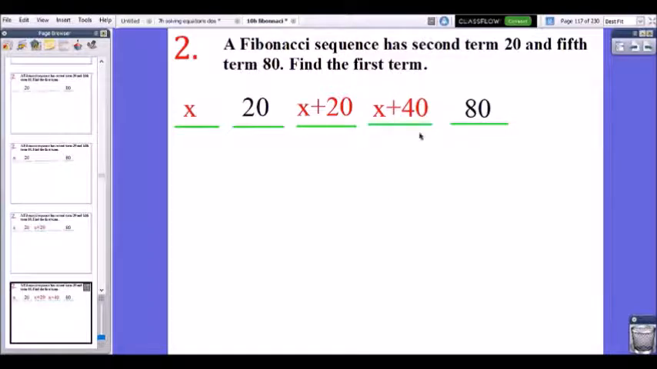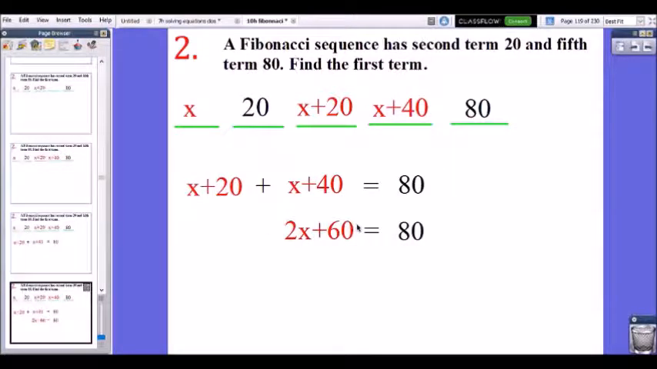Now I have enough information for me to solve for the value of x. I'm going to make an equation here. I know that my last term is 80 and we have expressions for these two. So what I can say is that my third term and my fourth term add together to equal 80. Can you make an equation out of that? So x plus 20 plus x plus 40 equals 80 because the previous two terms must add together to give the next term. Okay, well, let's simplify. So x and x gives me 2x and 20 and 40 gives me 60. So I've collected my like terms and now I've got an easy equation to solve.